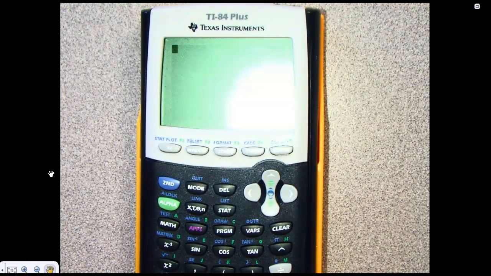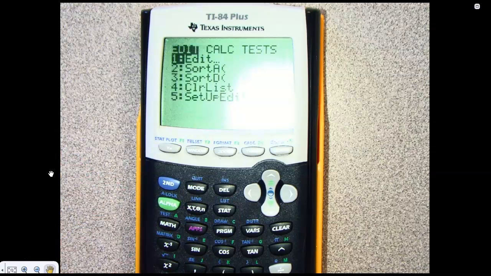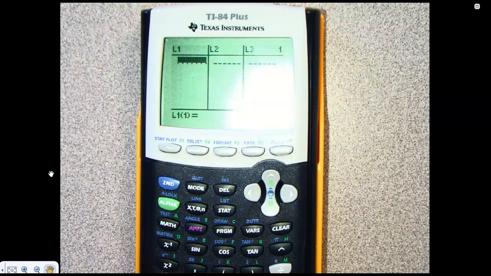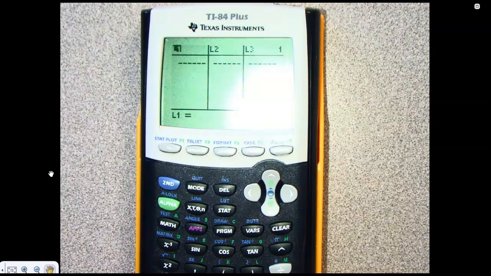You ready? Calculator's ready? Alright, hit stat. And then edit. Remember, if you have numbers in there, go up to the top and hit clear and then enter. If you hit delete, it destroys it. It deletes the whole row. We don't want to do that. Maybe we can fix it, but it's just kind of a pain.